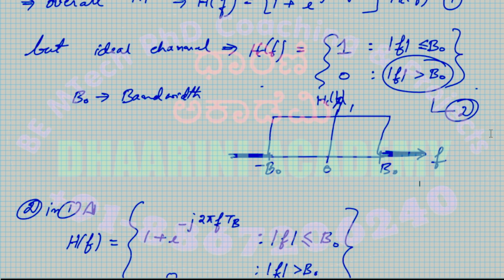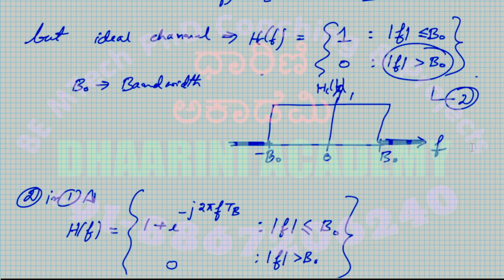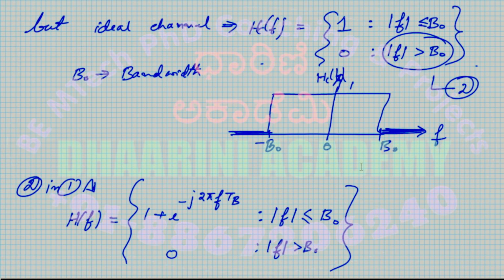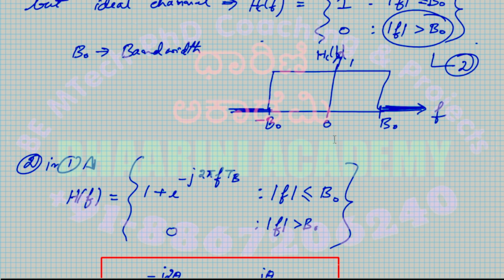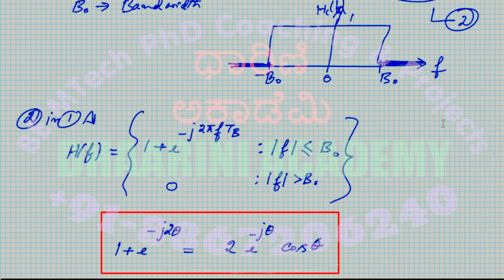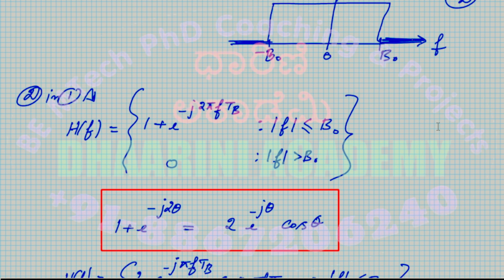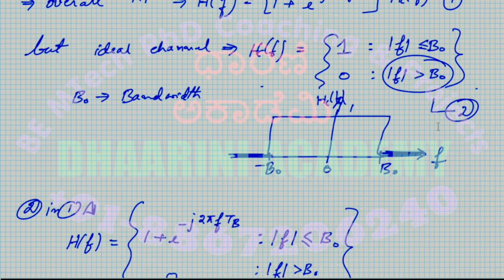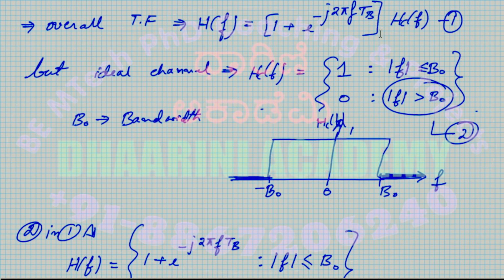Is it clear why we are using the magnitude? All right. So here the b naught is considered as the bandwidth, right? So it's a low pass signal. 0 to b naught will be the total bandwidth. Now we'll try to substitute this value of equation 2 in equation 1, right?